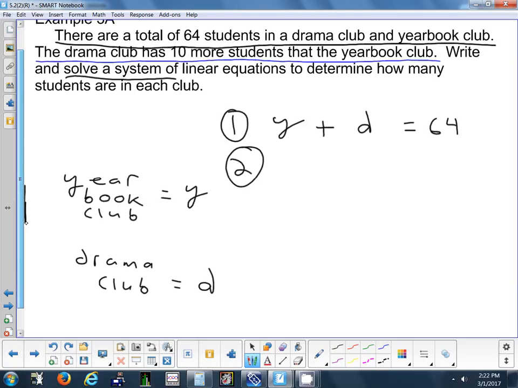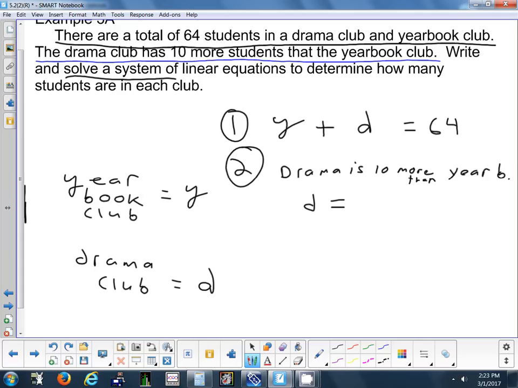Let's write it like this. So drama is 10 more than yearbook. Okay? What's drama? D. What does "is" mean? No, "of" means times. "Is" means equals. The drama club is 10 more than yearbook.